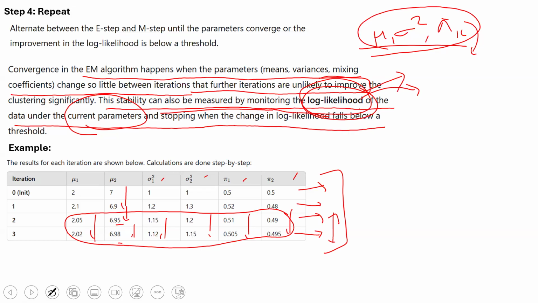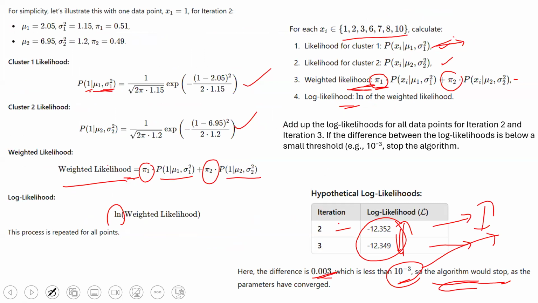The other stability parameter to terminate the algorithm is calculating the log likelihood. To calculate the log likelihood, you calculate the likelihood of each cluster, multiply it with its mixing coefficient, and apply the log to it. You can say the log likelihood has converged when the change from one iteration to the other is below a particular value. So that is all about calculating the log likelihood, and that is all about the EM algorithm.